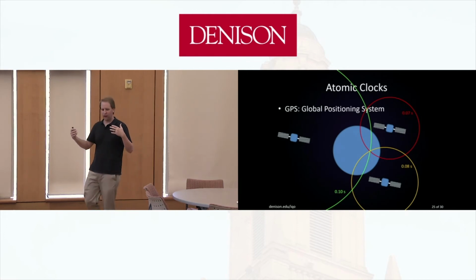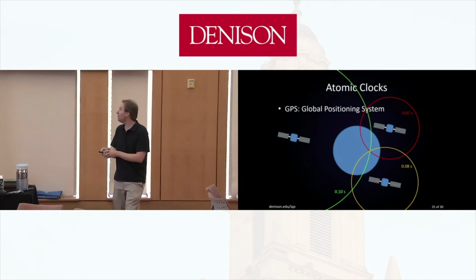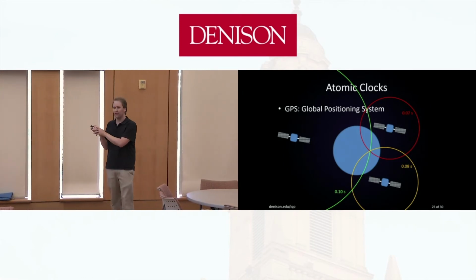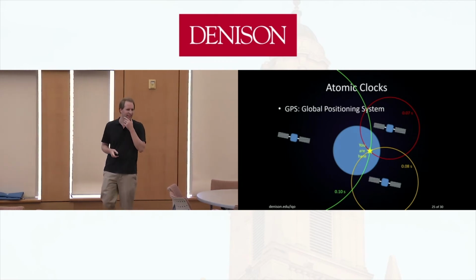But once you've acquired a signal from at least 3 satellites, then you can see where those circles, or where those spheres, all intersect. And that tells you where you are on the Earth.